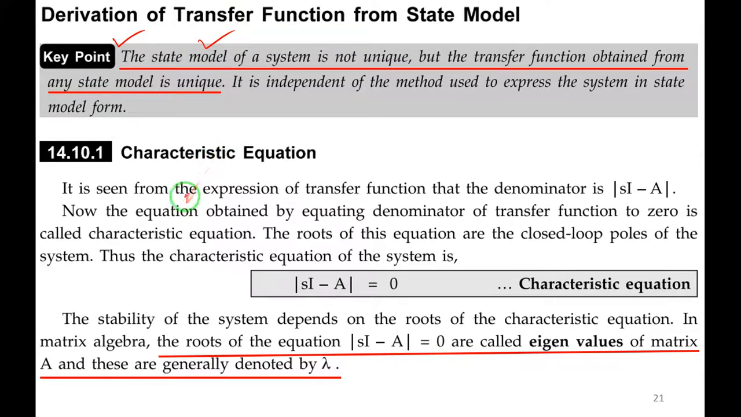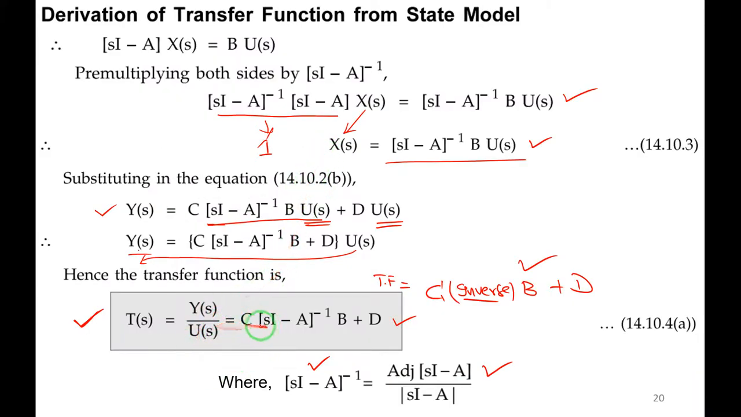Next, what is the characteristic equation? In this we'll just try to understand. Already we know the denominator of the transfer function gives the characteristic equation, and its roots are nothing but the closed loop poles of the given system, right? They will give the stability. Here, observe this: C(sI - A)^-1 B + D. What is this? Inverse means adjoint of this matrix divided by determinant.